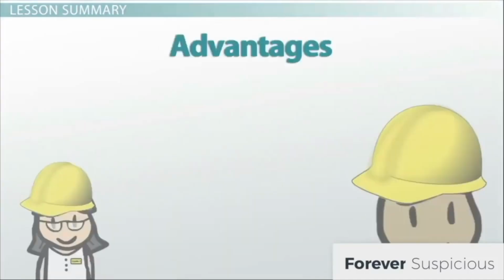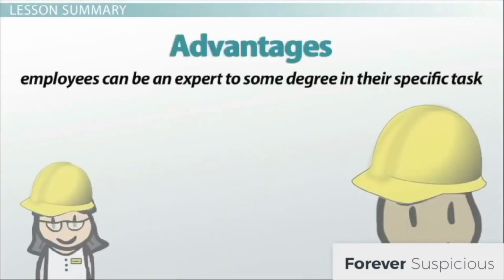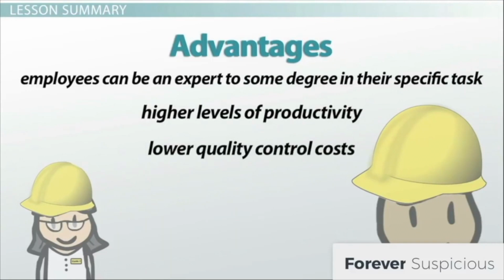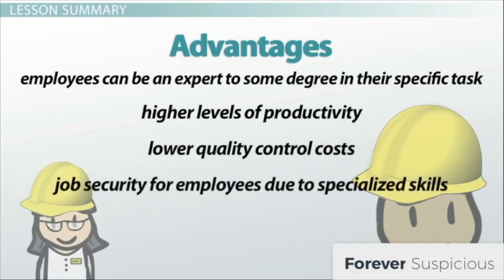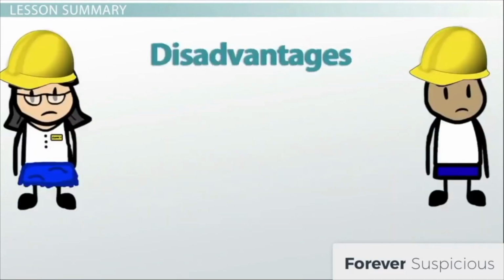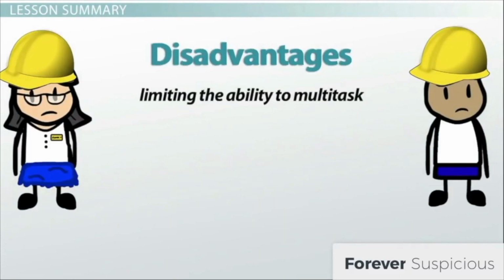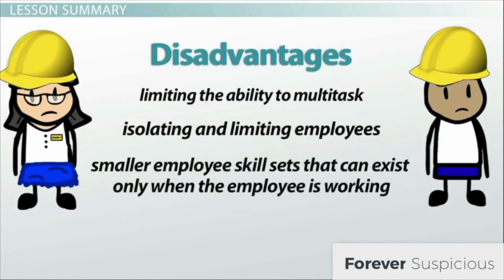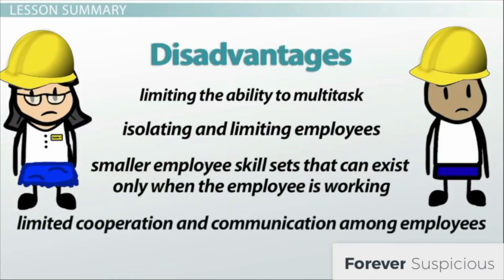The advantages of work specialization include employees can be an expert to some degree in their specific tasks, higher levels of productivity, lower quality control costs, job security for employees due to specialized skills, and higher profit potential. The disadvantages include limiting the ability to multitask, isolating and limiting employees, smaller employee skill sets that can exist only when the employee is working, and limited cooperation and communication among employees. The division of labor produced an economic improvement because it brought different consequences.